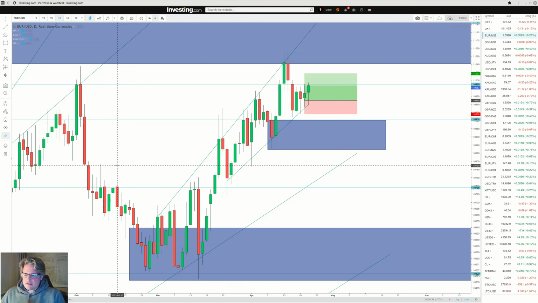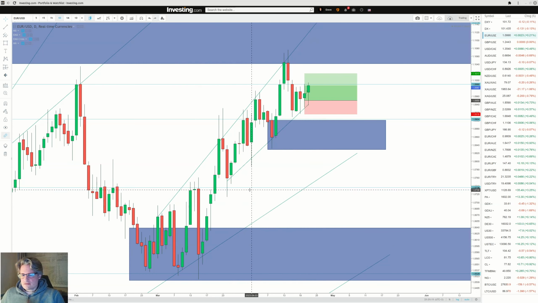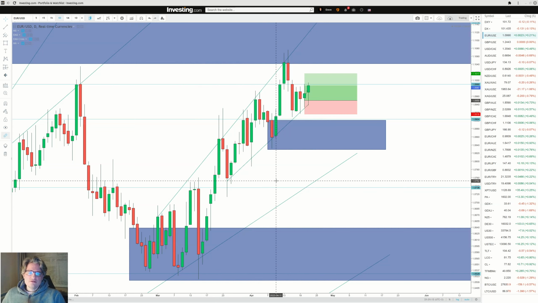So supply and demand is something I use in my trading. I use market structure, meaning support and resistance lines and trend lines, and I use chart patterns and also candlestick patterns to trade. If you follow me, you are probably familiar with this, but I also use supply and demand.